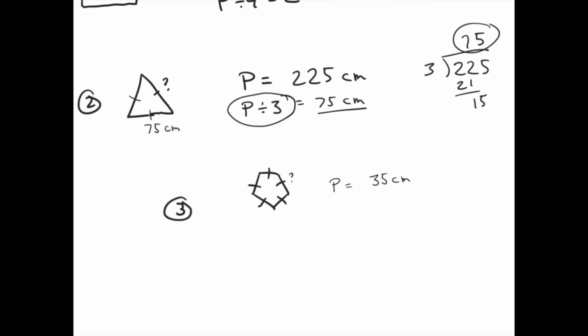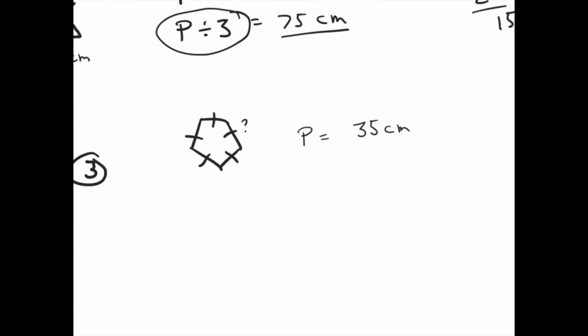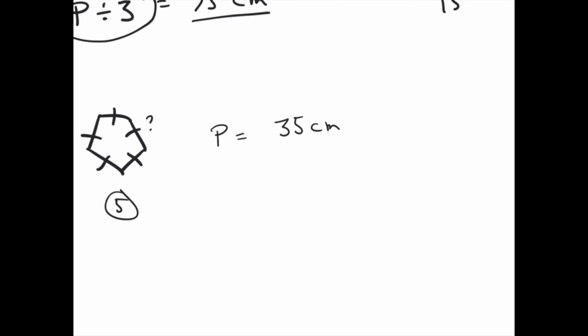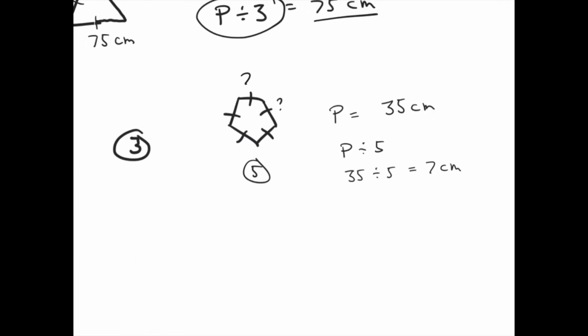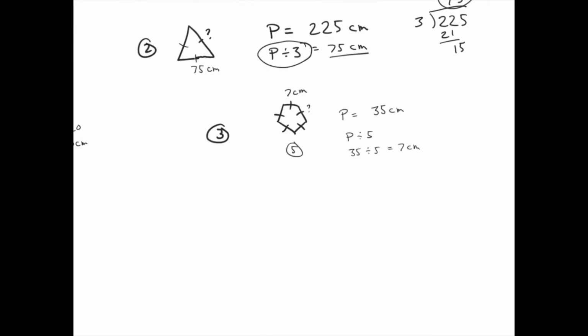And finally, we have our pentagon here. So it's a 5-sided shape. Our perimeter is 35, which means we're going to divide our perimeter by 5 sides, which is 35 centimeters divided by 5 to give us 7 centimeters. So our sides are each 7 centimeters.